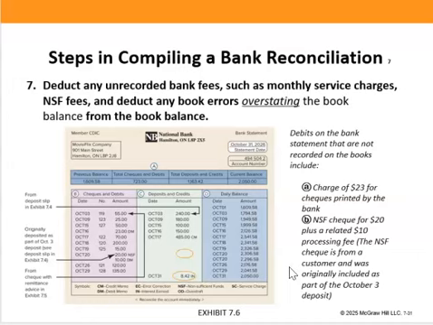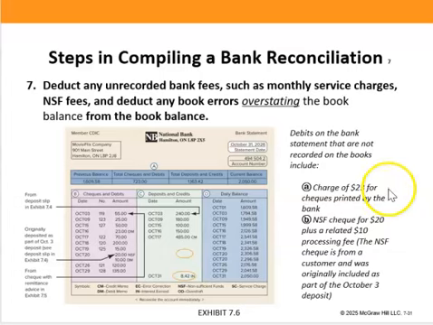Number seven, deduct any unrecorded bank fees such as monthly service charges, non-sufficient fund fees, and deduct any book errors overstating the book balance. So anything that we made a mistake on, by comparing the two statements, we can see if something doesn't match and then figure out who made the mistake. Did the bank make the mistake or did we make the mistake? If we made the mistake, we can fix it. If the bank made the mistake, we can tell them about it and get them to fix it.